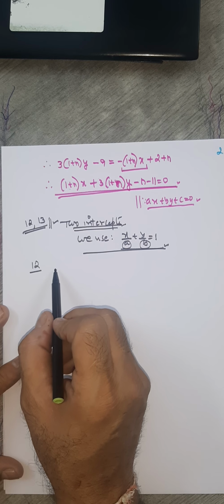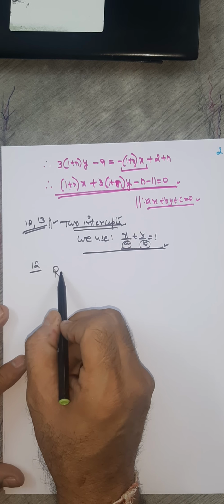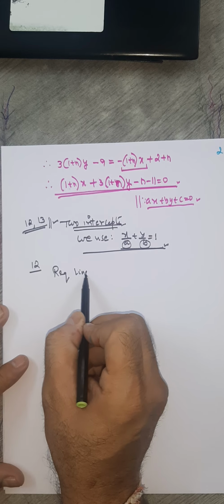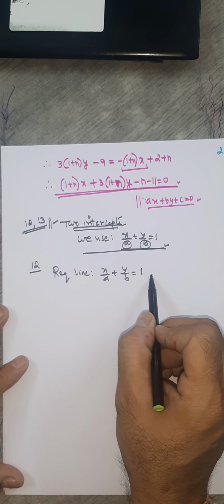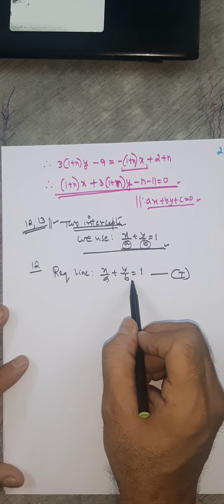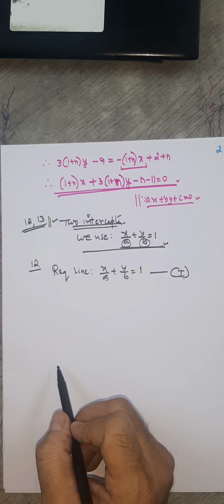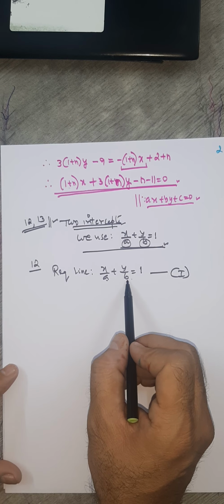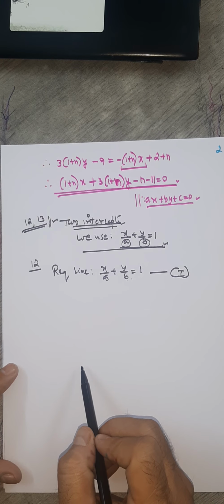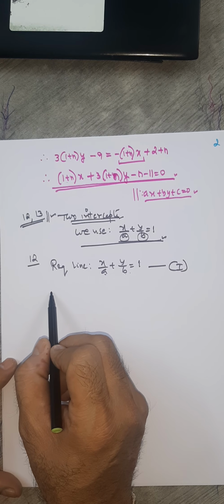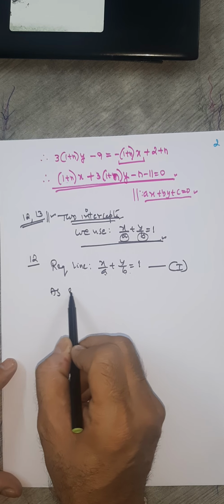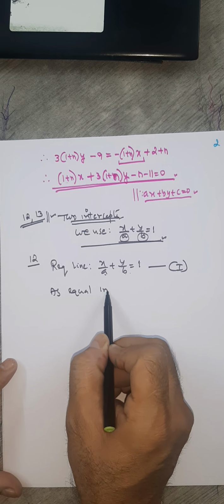So question number 12. Okay, so I'll write like this. Our required line is this: x upon a plus y upon b equals to 1. What is unknown here? A and b are unknowns. We must have two conditions in the question. We use those two conditions, we get small a and small b, and we put in equation number 1. That completes the solution. Now you are given equal intercepts.